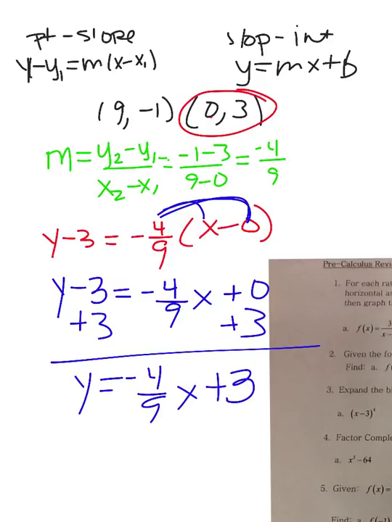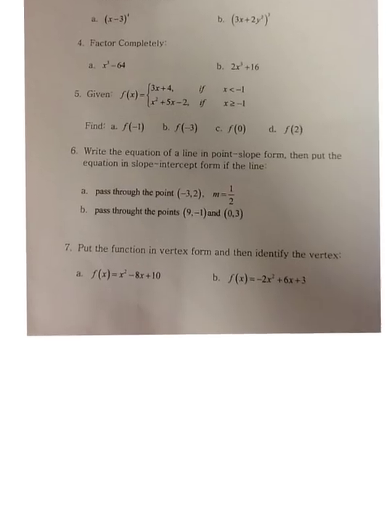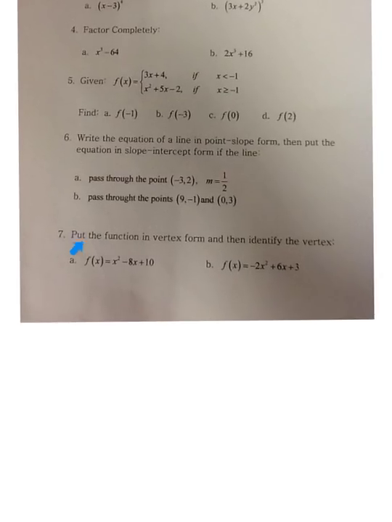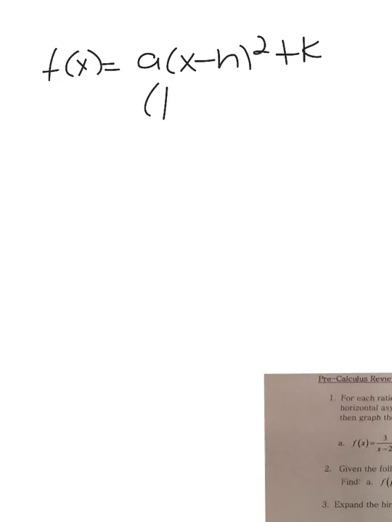All right, so let's take a look at number 7. Number 7 says put the function in vertex form, then identify the vertex. Okay, so remember, this is vertex form. F of x is equal to a times x minus h squared plus k. h, k is the vertex. So you change h, but you keep k.